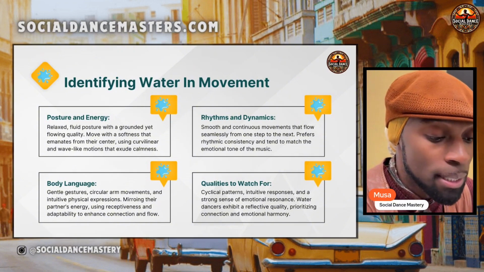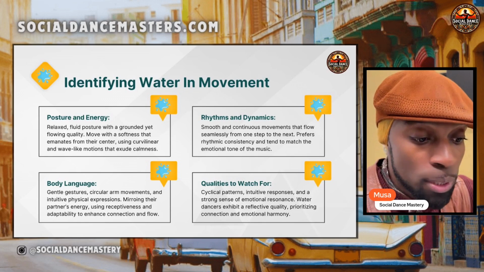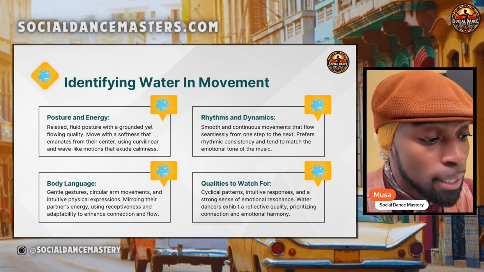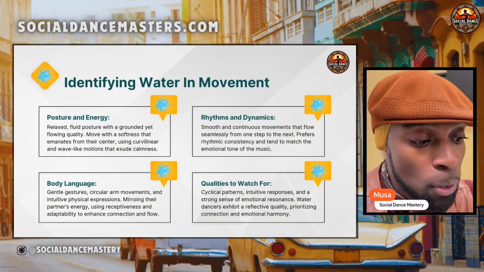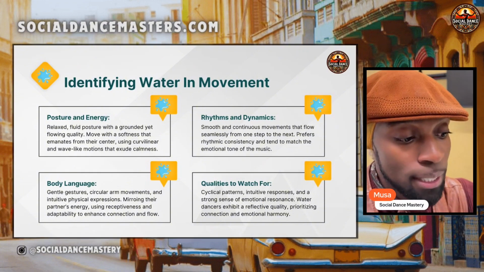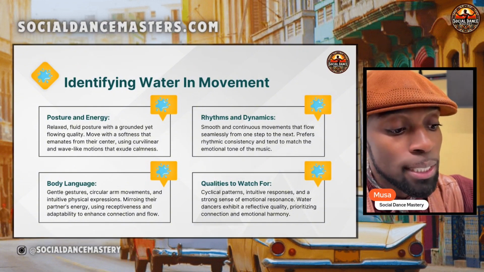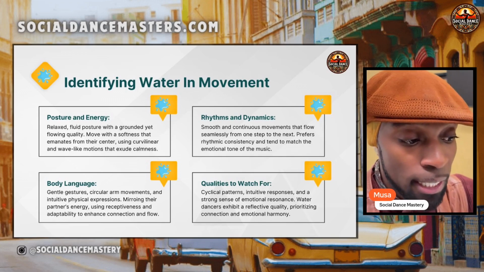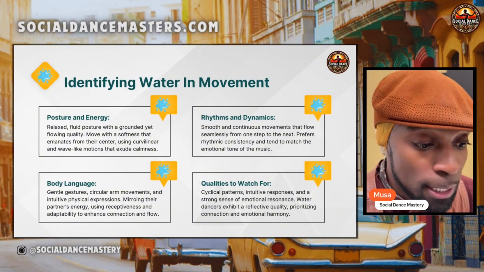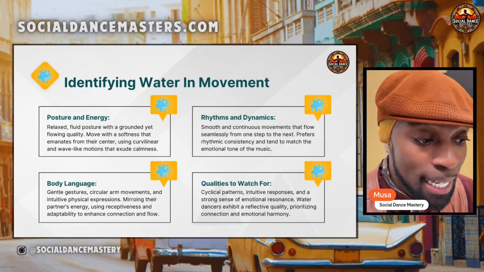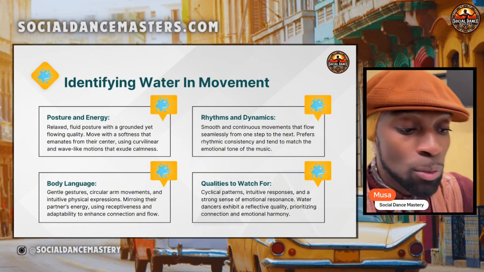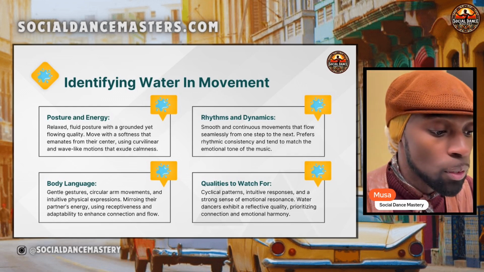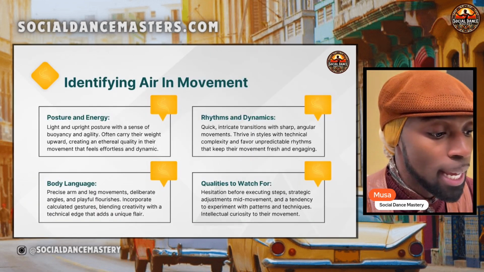Because these elements are considered to be opposing elements. So, meaning that they have different and opposing values within each one of these characteristics to look out for. They're going to have opposing posture and energy. They're going to have opposing body language, opposing rhythm and dynamics, and other things will seem to sort of be opposite each other, right? So let's go over to the air element.